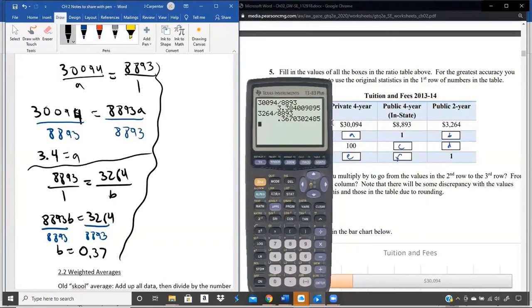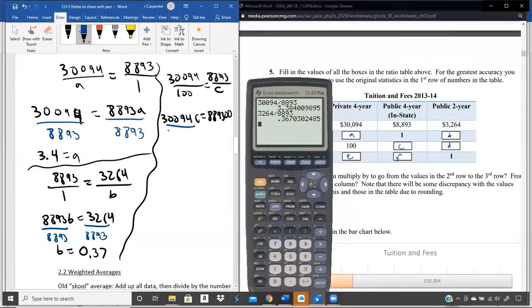We're going corners: 30,000, 8,800, 100, and the C. So 30,094 over 100 is equal to 8,893 over C. Cross multiply, you'll get 30,094 times C is equal to 100 times 8,893. Just tack on two zeros: 889,300.